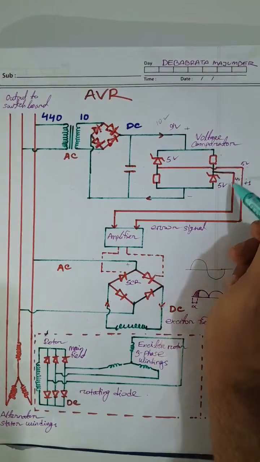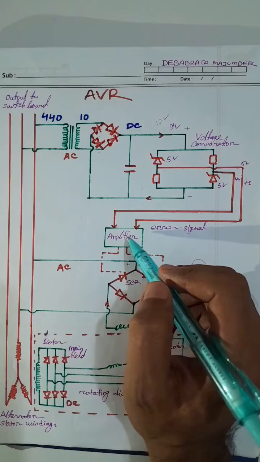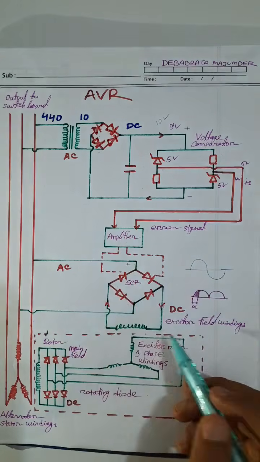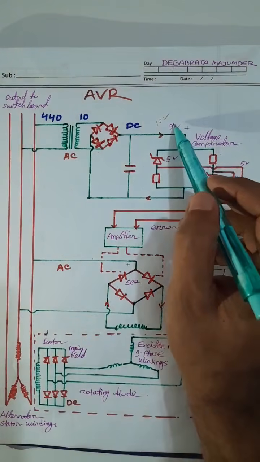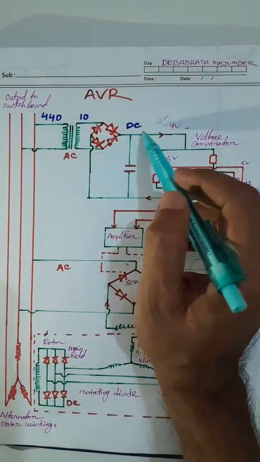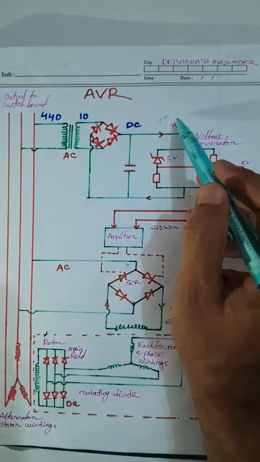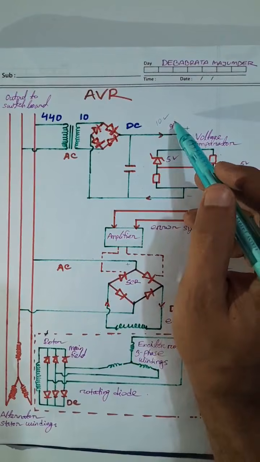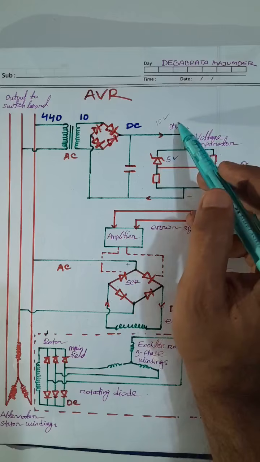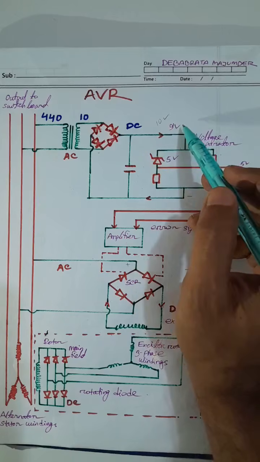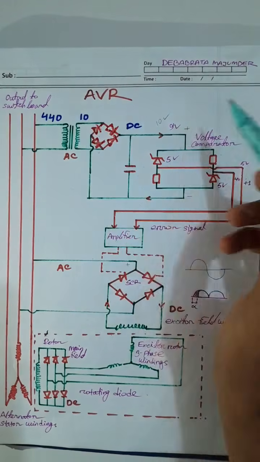If there is no difference, there will be no error signal to the amplifier and there will be no excitation. So whenever there is a change in voltage, that means if we are not getting 10 volts but 9 volts, there is a change in load. Due to the change in load, our voltage drops to 9 volts.